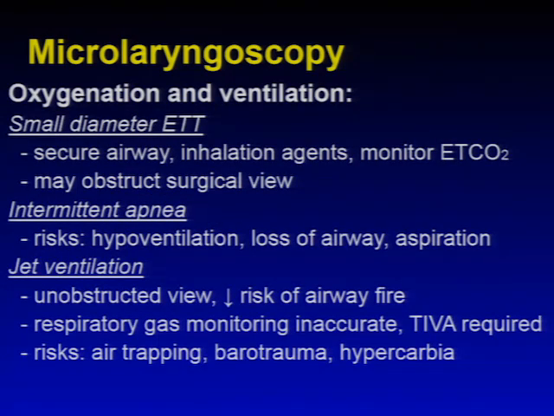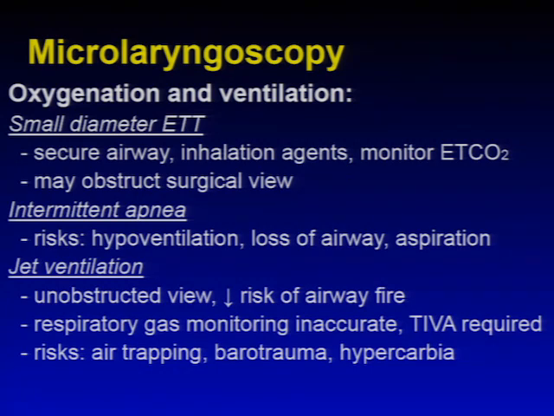As far as oxygenation and ventilation is concerned, usually the preferred method of performing these procedures is with a very small diameter endotracheal tube, which will allow us to have a secure airway and deliver inhalational anesthetics if need be, and monitor end-tidal carbon dioxide. The downside of it is that even if the tube is small diameter, it can still be too big and obstruct the surgical view, in which case one of the other two techniques may be employed.